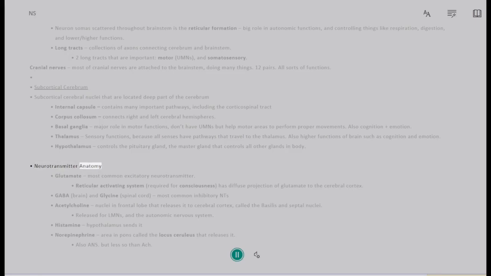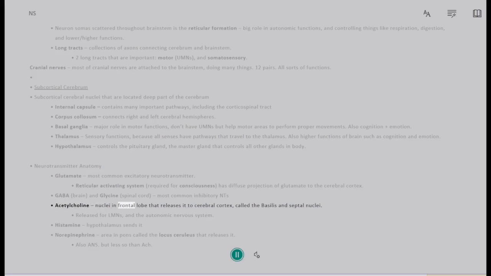Neurotransmitter anatomy. Glutamate, the most common excitatory neurotransmitter. The reticular activating system, required for consciousness, has diffuse projection of glutamate to the cerebral cortex. GABA, in the brain, and glycine, in the spinal cord, are the most common inhibitory NTs.